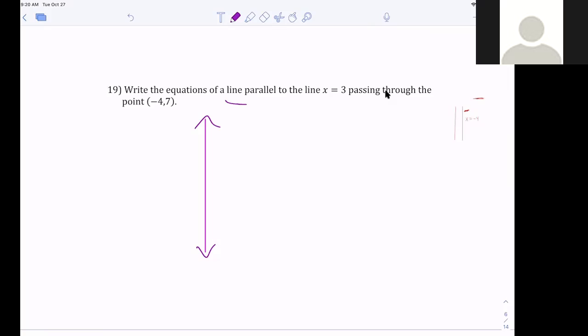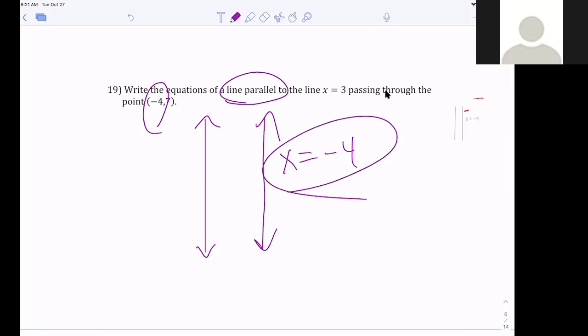So if I'm drawing a line that's parallel to a vertical line, it should be what kind of line? Vertical also. So remember, all vertical lines are in the form x equals. So what's the x value of the point? That's the y value, -4. That's the answer, x equals -4.